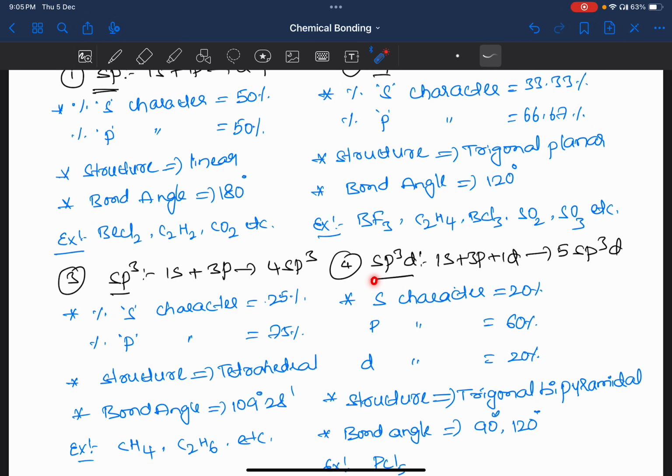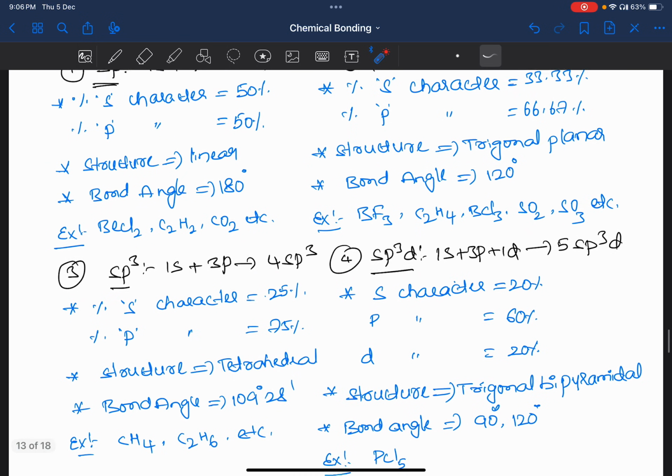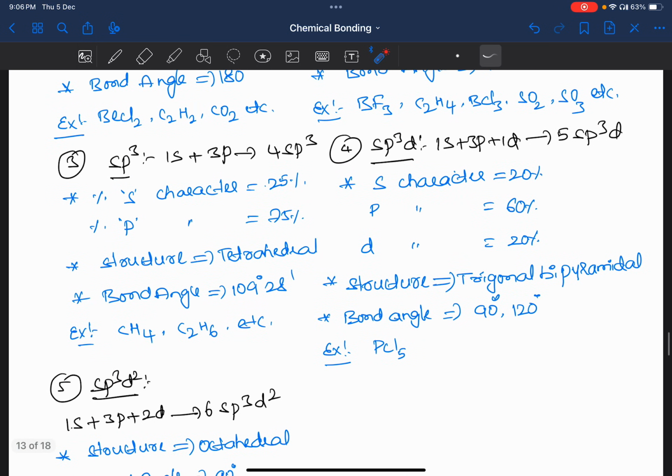Next, sp3d hybridization. One s, three p and one d atomic orbitals are intermixed to form five sp3d hybrid orbitals. Here the s character is 20%, the p character is 60%, and the d character is 20%. The structure is trigonal bipyramidal, and the bond angles are 90 degrees and 120 degrees. Examples are PCl5, phosphorus pentachloride, phosphorus pentafluoride, like that.